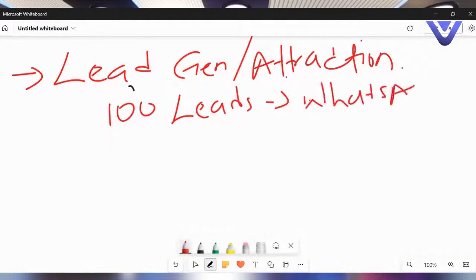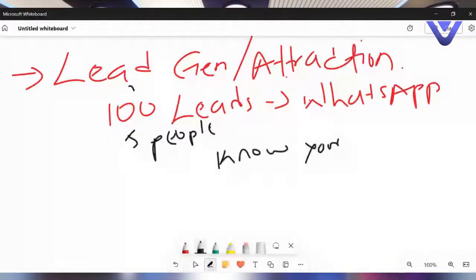Of course, you can break these 100 people into smaller numbers. But most of the time when we are starting, maybe out of 100, we get 5 people. Okay, all I'm saying here is know your numbers. So know how many people you actually need to attract to your business for you to be able to make the number of sales you want.